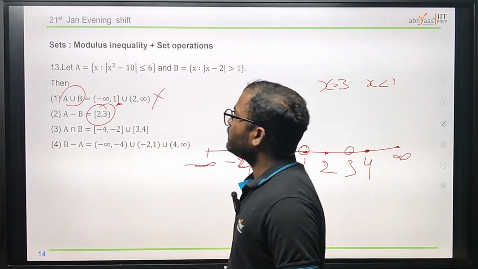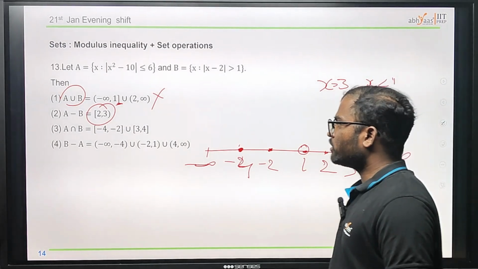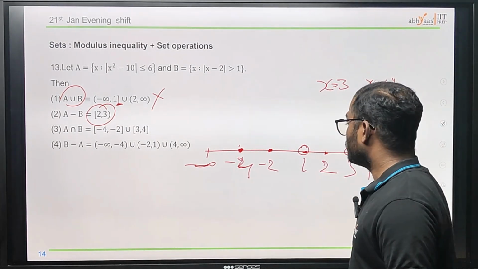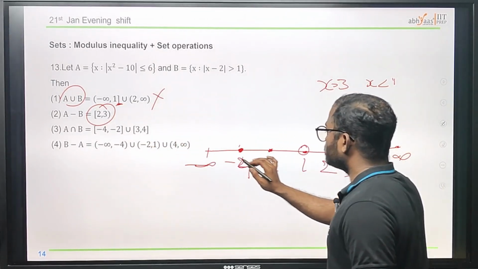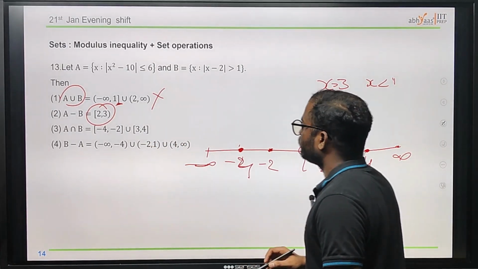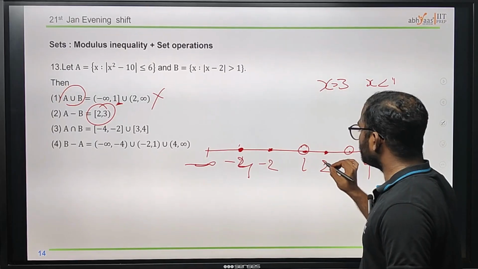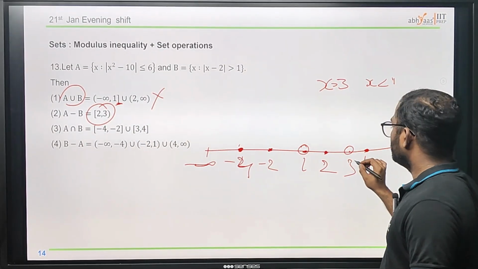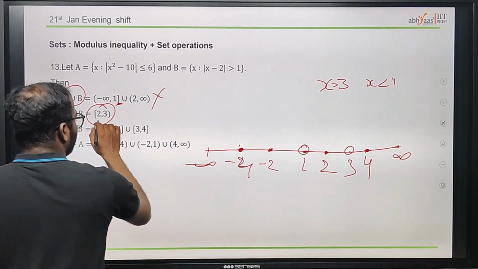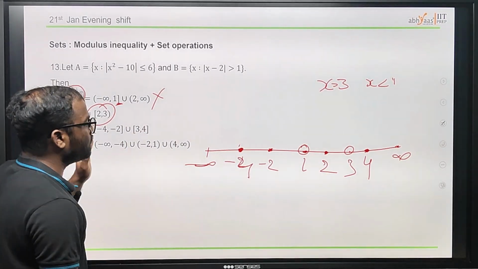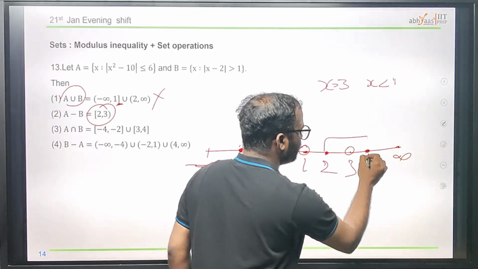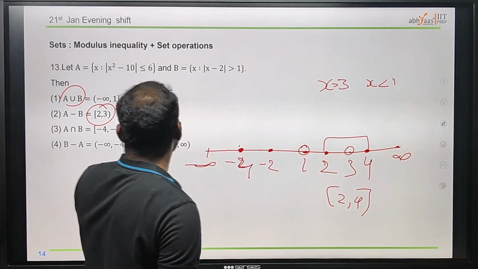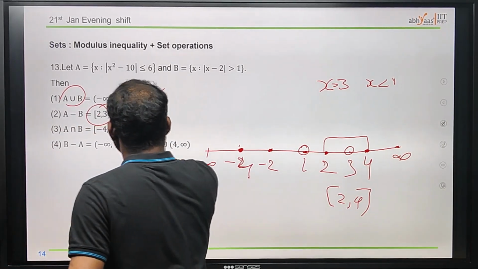See here, for A minus B, it means that whatever the A elements, they have to be present and B elements must not be present. If we observe, this will be an A element, this will be an A element. But they said 3 is also an element, like 2 comma 3 is also included. But in A we have the 2 comma 4 interval, and they are saying 3 is not included, therefore this is also wrong.